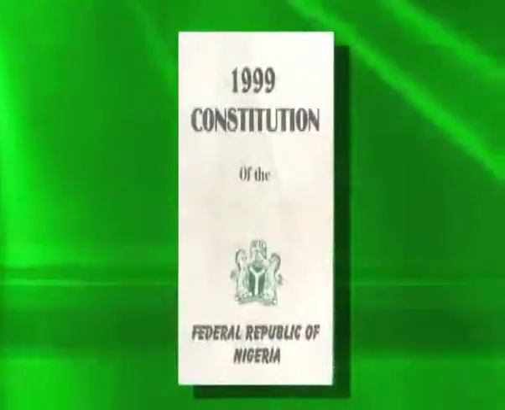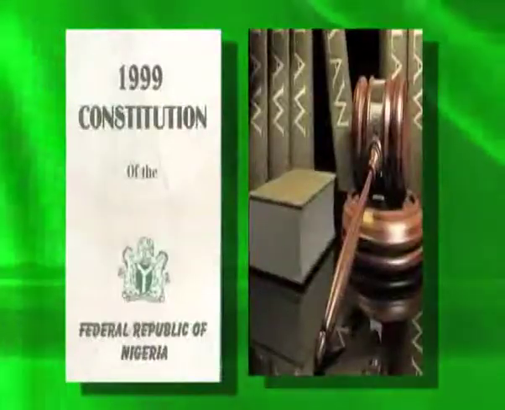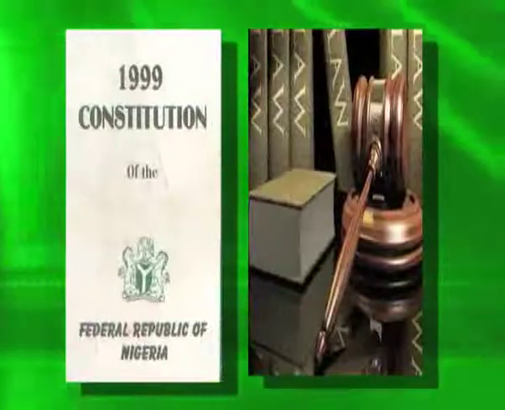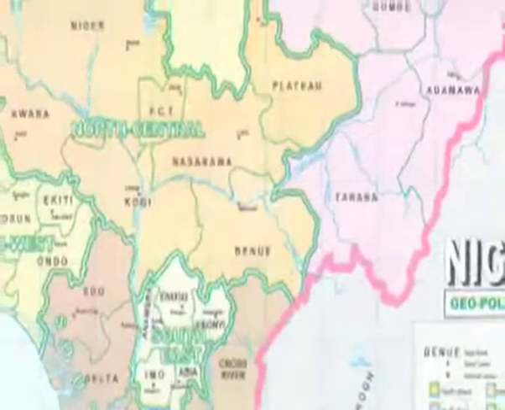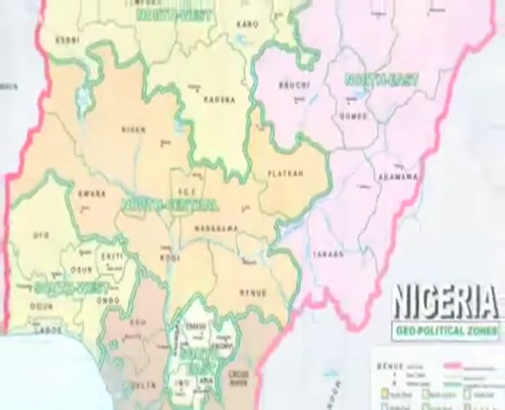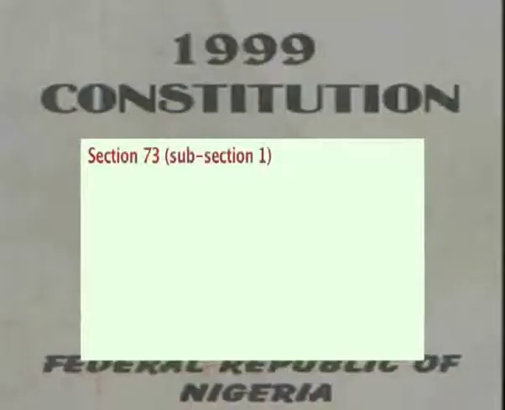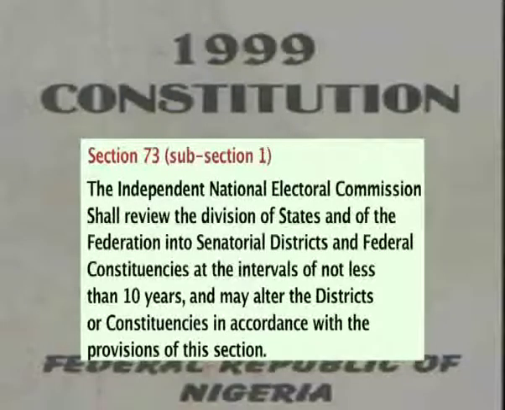The 1999 Constitution as amended and the Electoral Act 2010 as amended serve as the legal documents from which the Commission derives its powers, and this includes the power to delimit constituencies in Nigeria, as well as delineation of boundaries and/or districts. Section 73, subsection 1 states that the Independent National Electoral Commission shall review the division of states and of the Federation into senatorial districts and federal constituencies at intervals of not less than 10 years, and may alter the districts or constituencies in accordance with the provisions of this section to such extent as it may consider desirable in the light of the review.